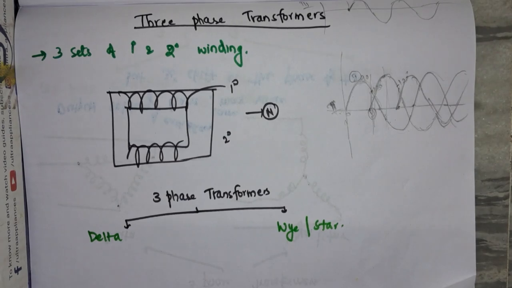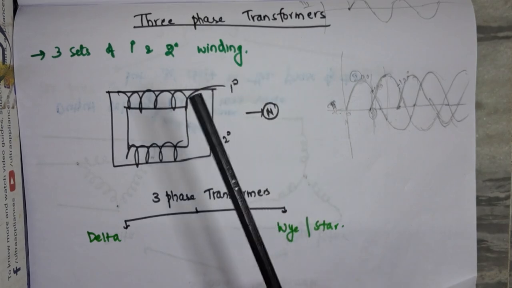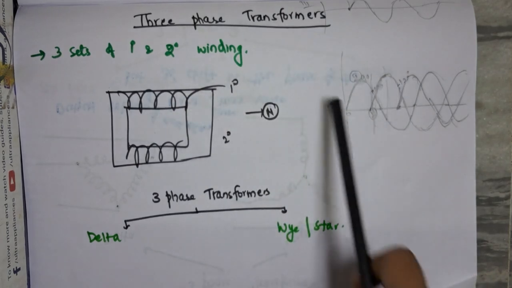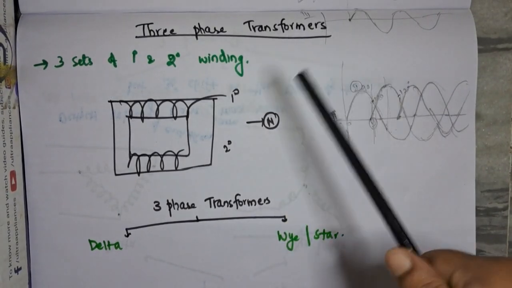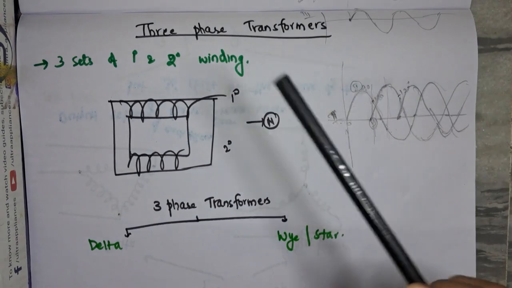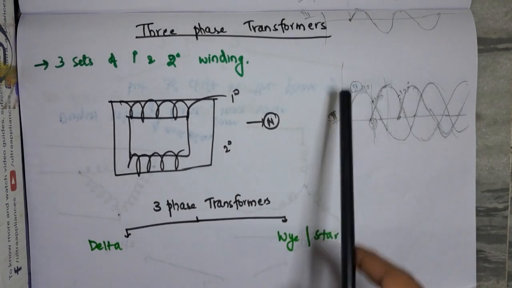So 3-phase generators are complex. So we will see, before we go into the 3-phase generators, the 3-phase generators are again of 3 types. So before we go into these 3 types of 3-phase generators, we should learn about the 3-phase transformers.